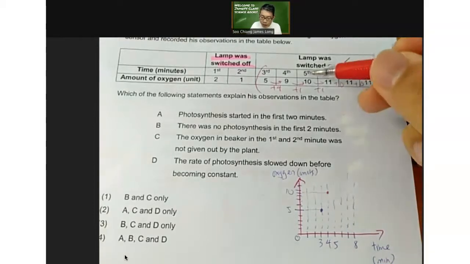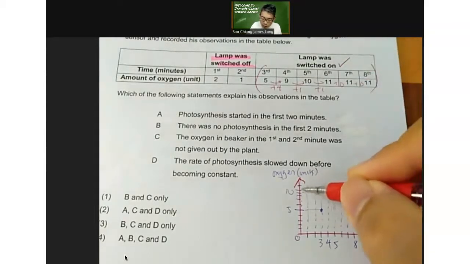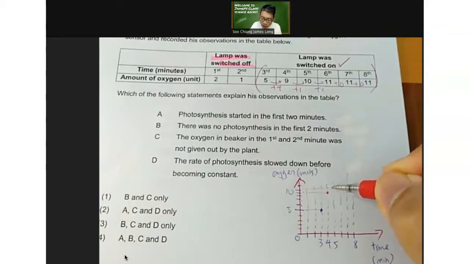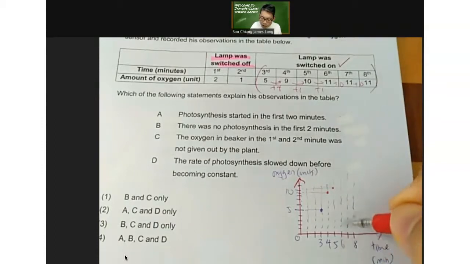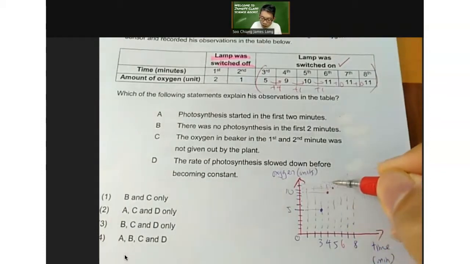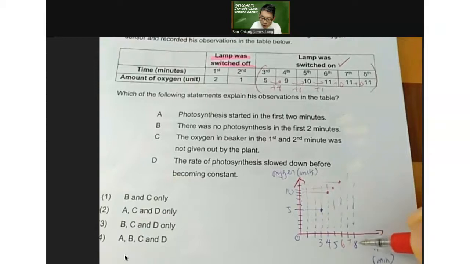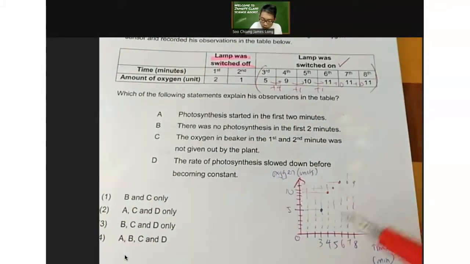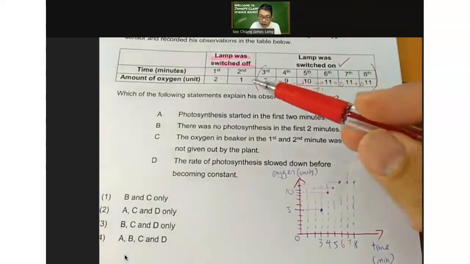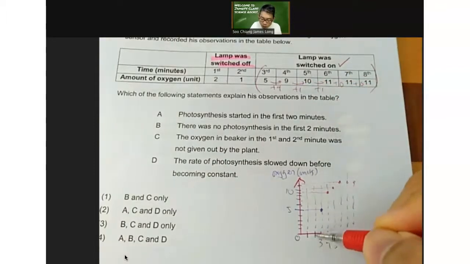Then at the 5th minute, it was at 10. So 10 is here. Then at the 6th minute, it was at 11. Then 7 and 8, it was at 11. So the graph, right, and let's check earlier on, at the 2nd minute, it was at 1.